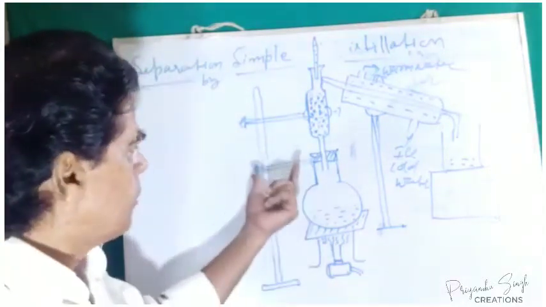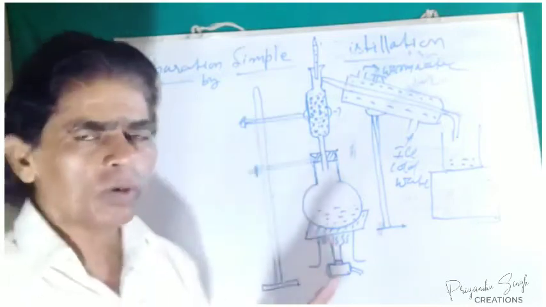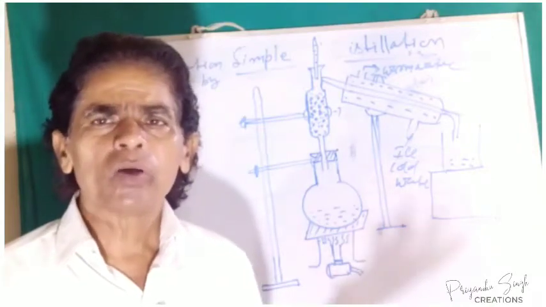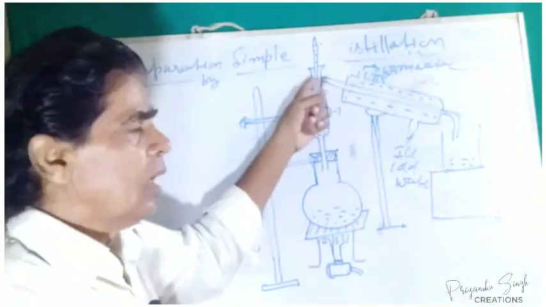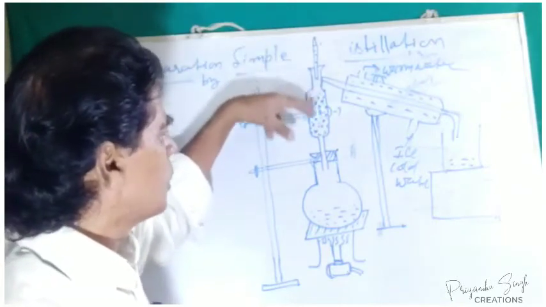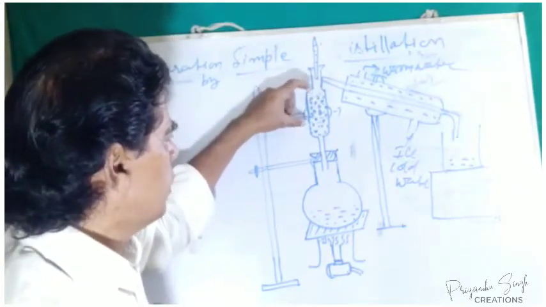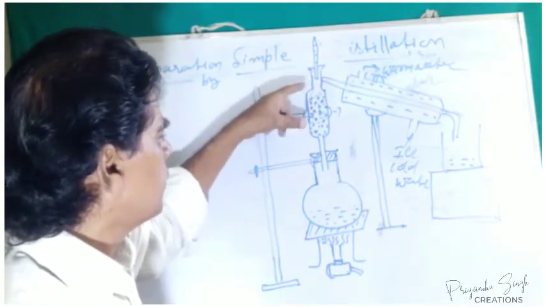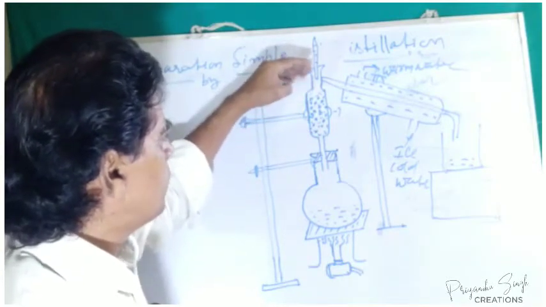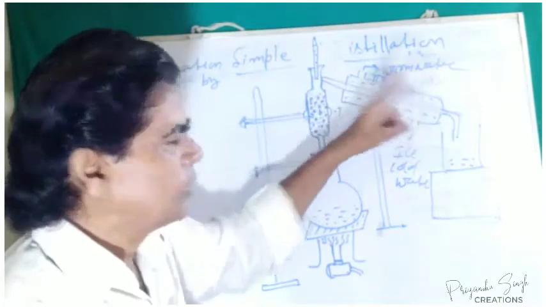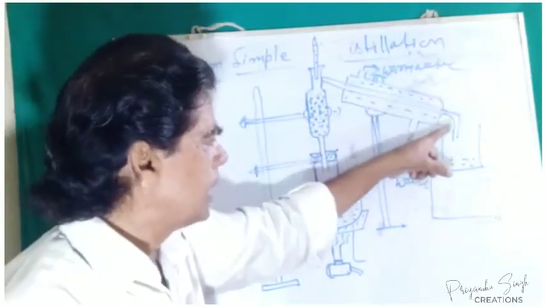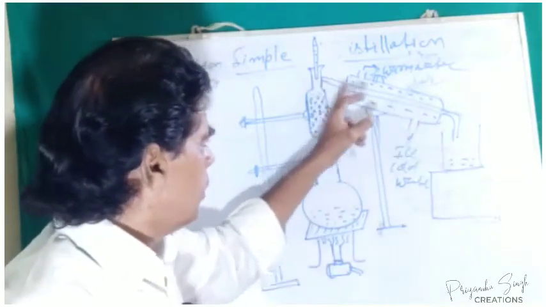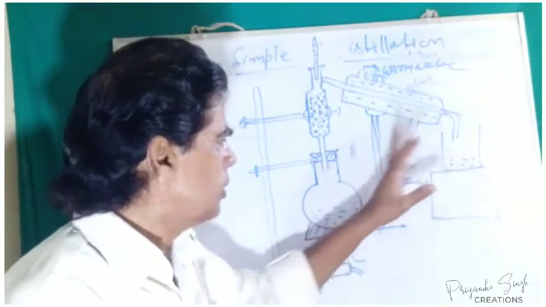Only the fraction of the liquid whose boiling point is lowest, the vapors of this liquid rise up across the glass beads filled inside the fractionating column, and rise up and pass through this condenser and get liquefied, and ultimately the liquid gets collected in this receiver.